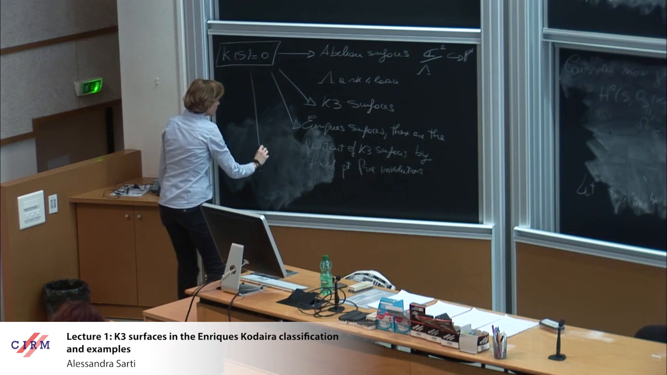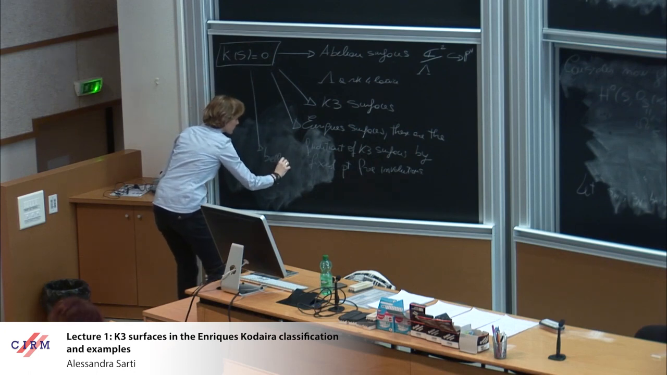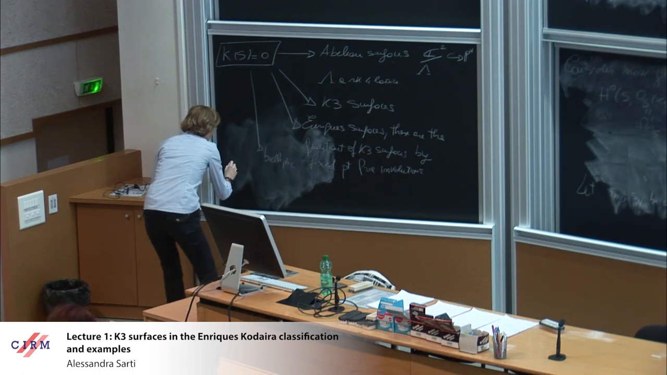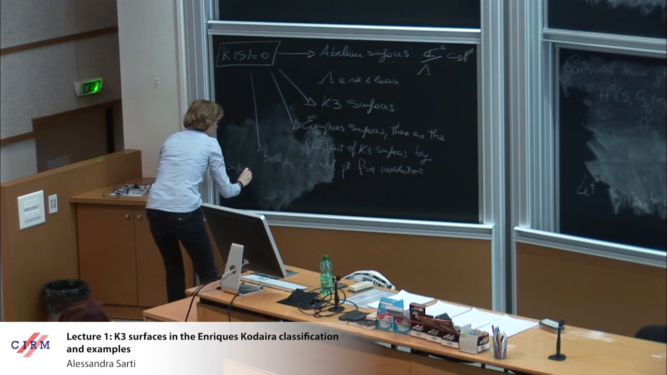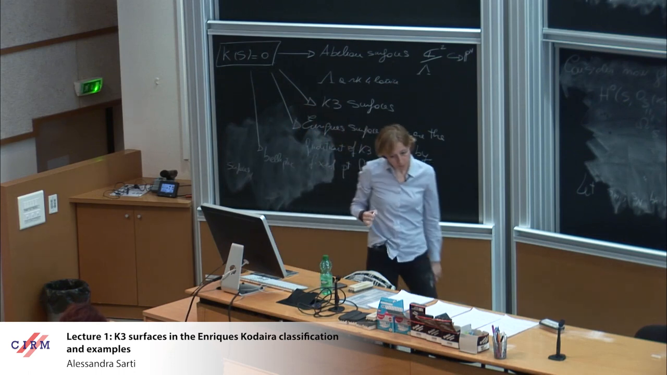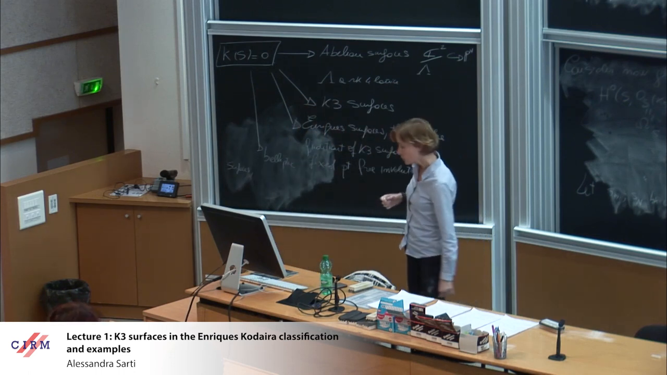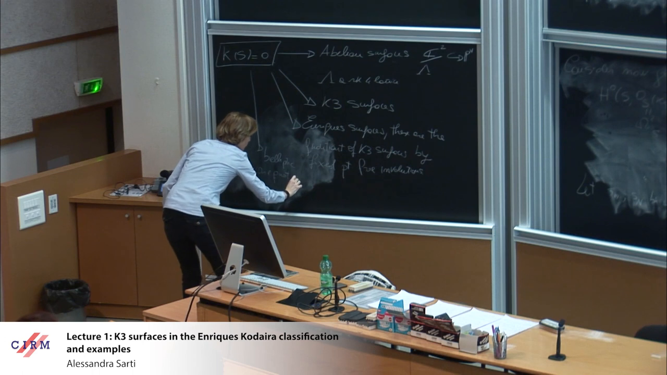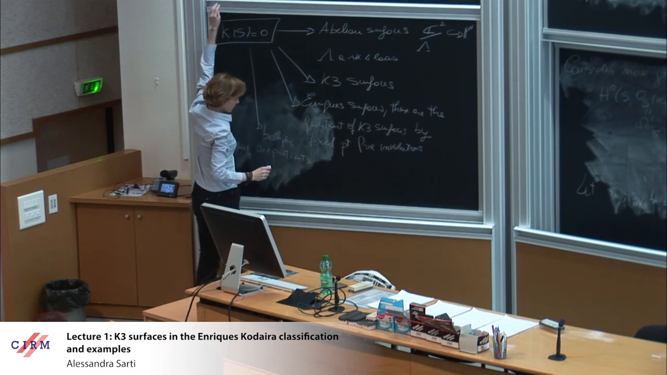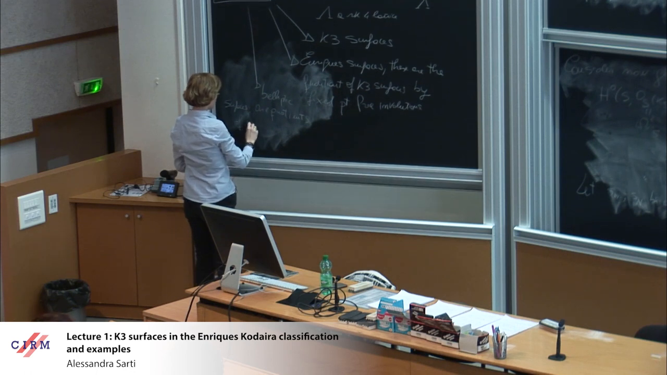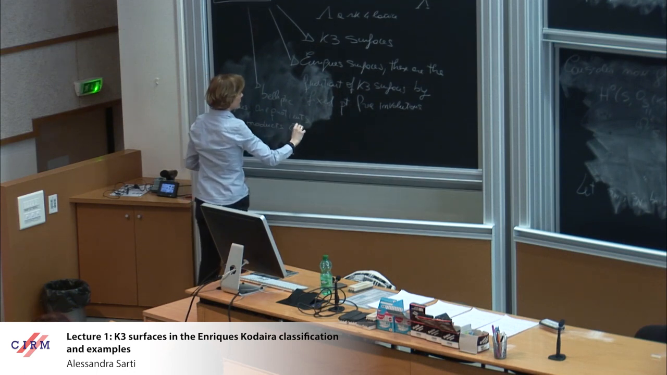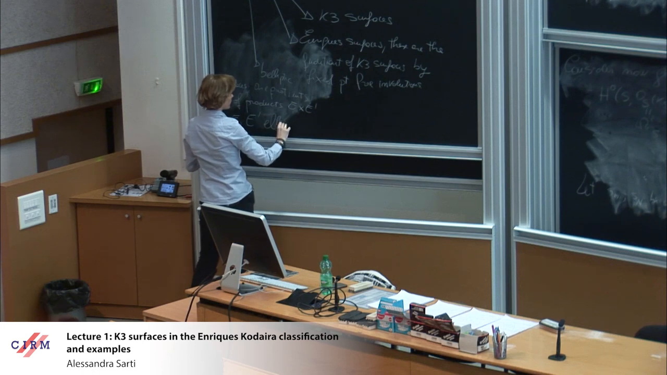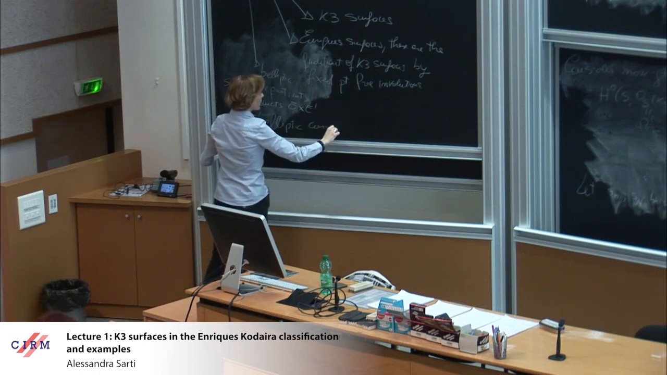And then you have bielliptic surfaces that somehow are related now to abelian surfaces. These are quotients, let's say, of products E times E prime, where E and E prime are elliptic curves, finite quotients.